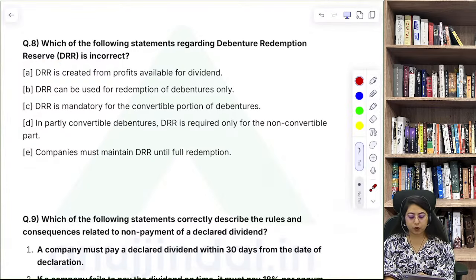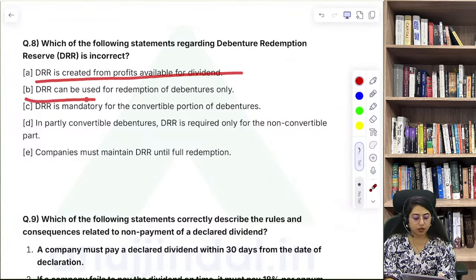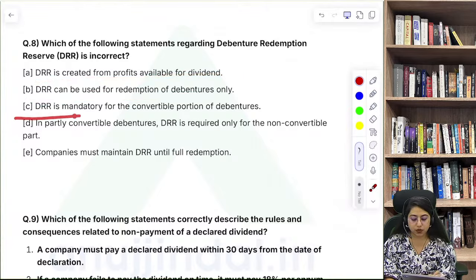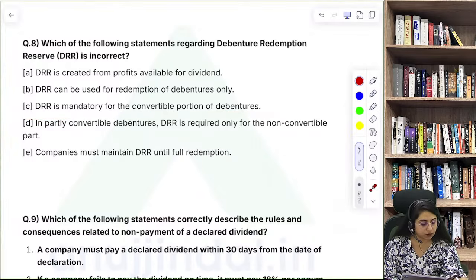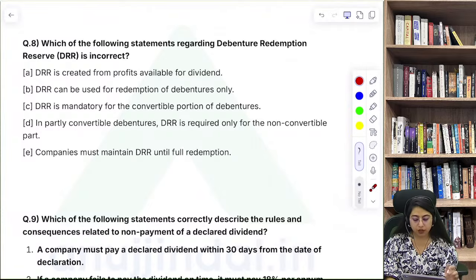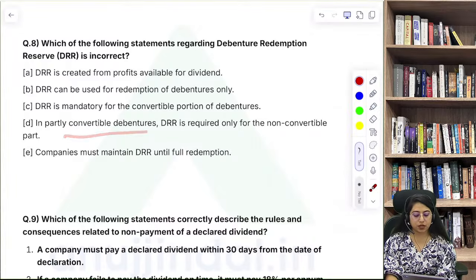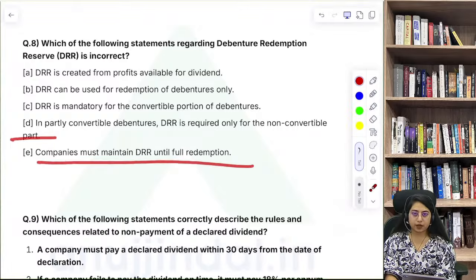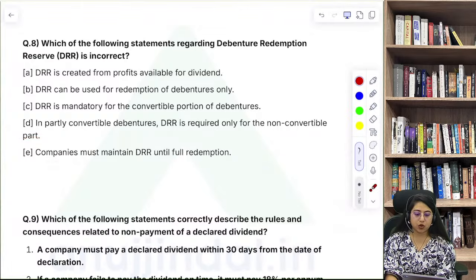DRR is created from profits available for dividend. DRR can be used for redemption of debentures only. DRR is mandatory for the convertible portion of debentures. In partly convertible debentures, DRR is required only for the non-convertible part. Companies must maintain DRR until the full redemption. Question number 8, everyone. Please answer.